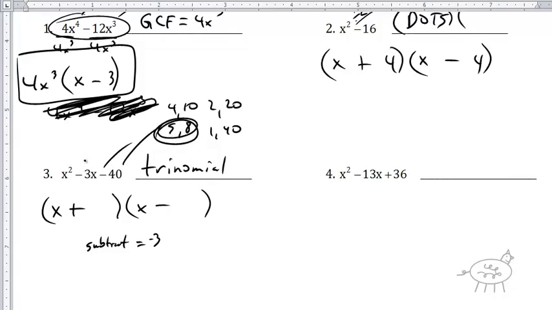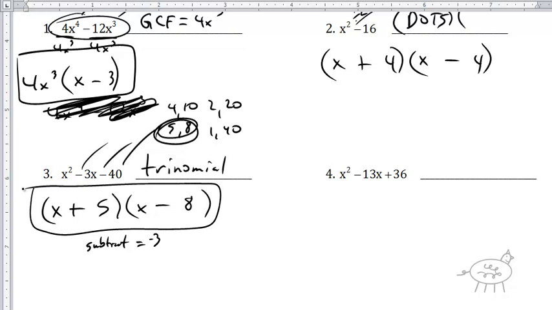Okay, now this is a negative 3. Remember, if it's negative, that means the bigger number is negative. If it's positive, that means the bigger number is positive, because it wins. So in this case, the 8 has to be negative, and the 5 has to be positive. And that's your answer to this problem: x plus 5 times x minus 8. Not bad. And again, you could FOIL it, check it, and you'd get x squared minus 3x minus 40.